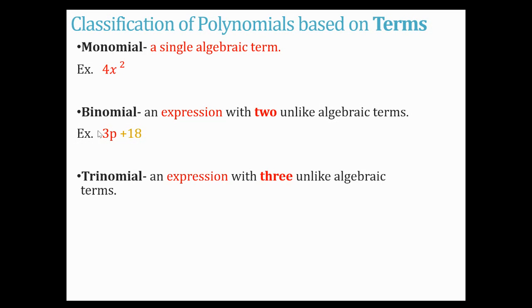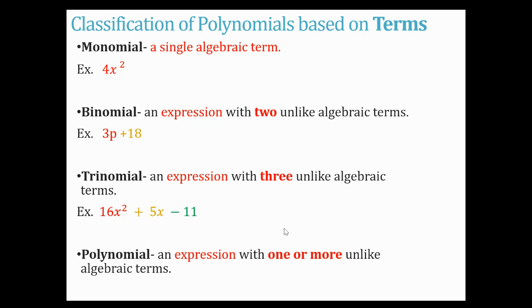A trinomial, and you can see they're kind of like prefixes here. So bi means 2, tri means 3. So this is an expression with 3 unlike algebraic terms. Here is an example. 16x squared plus 5x minus 11. 3 different terms, so it's 3 different colors, and they're grouped together by an addition symbol and a subtraction symbol.